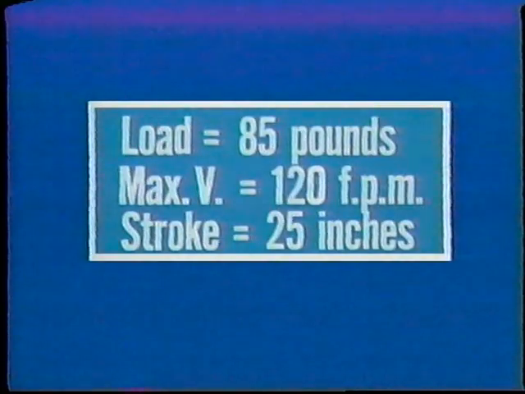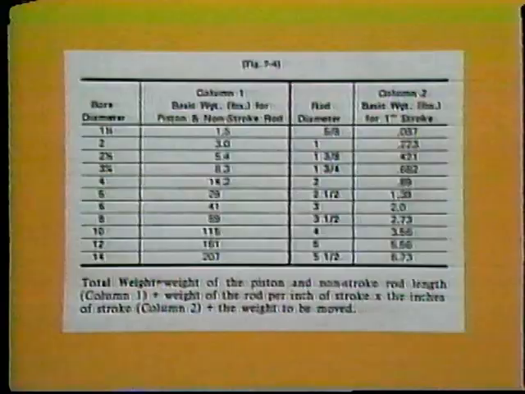Okay, let's use these two tables to work out a typical problem. Suppose you want to know whether a particular cylinder with a 5-inch bore and a 1-inch rod can be used in a system. Here is what the circuit drawings tell you about the load. The load weight is 85 pounds, and it normally moves at a maximum velocity of 120 feet per minute. The stroke is 25 inches. Can you use the cylinder with the 5-inch bore and a 1-inch diameter rod?